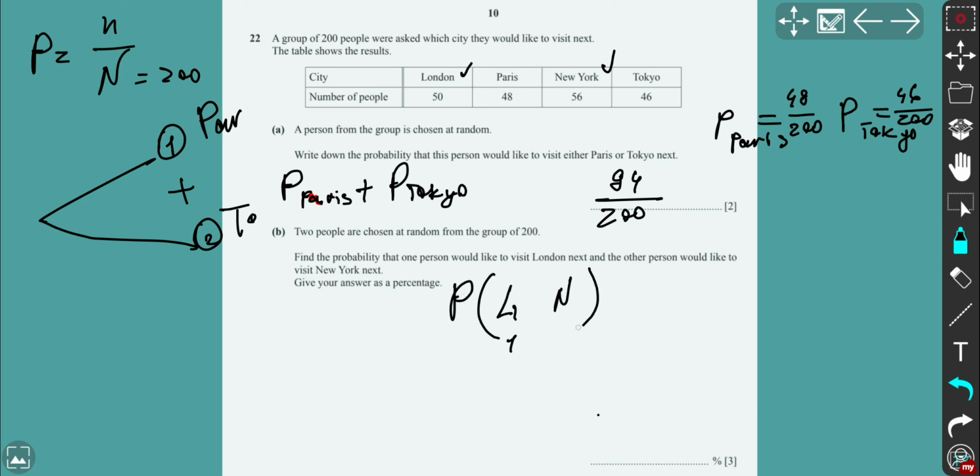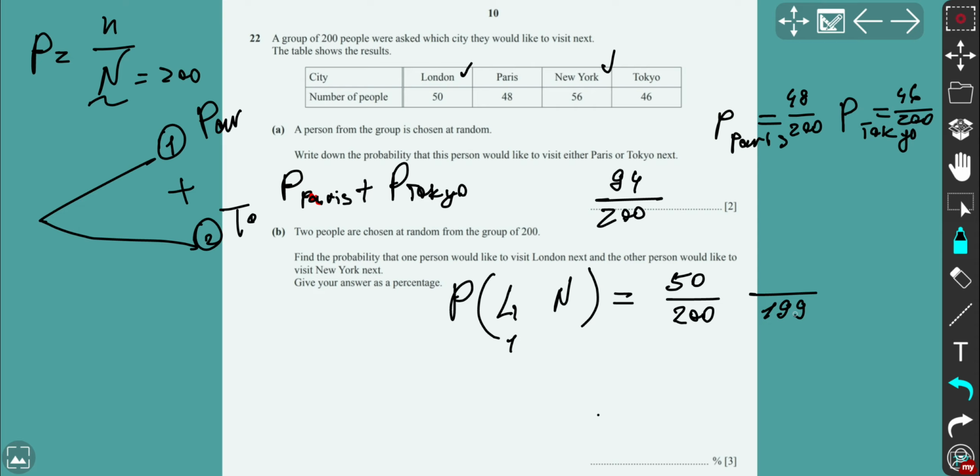How do you work out that probability? If you're taking the person for London, you're choosing them. So the probability for London is 50 over 200. Then you grabbed one person. How many people are left? In this case, the total number of persons actually changes because you took one person already. So the denominator is going to be 199, right?